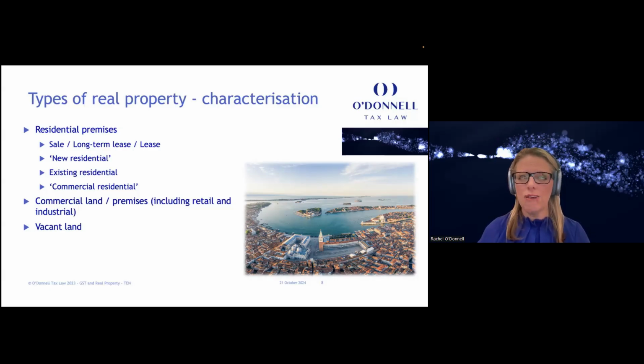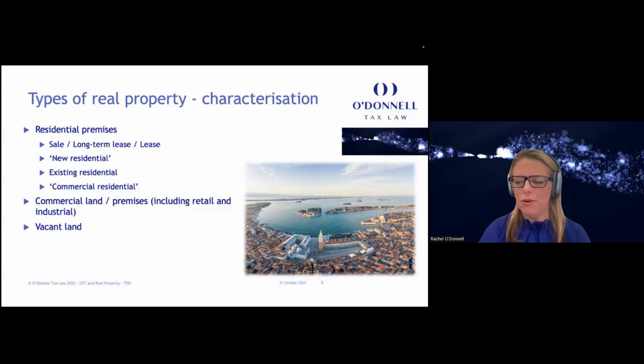There's a lot of guidance on this definition in terms of the ATO's view. It's also a term that's been adopted by lots of other legislation, such as various duties legislation. So it's very worthwhile, if you have anything that is not super vanilla, contemplating whether what you've got could be treated as commercial residential.